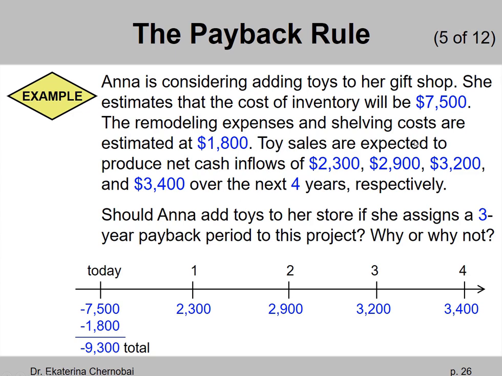Then we also know that the toy sales are expected to produce net cash inflows of $2,300, $2,900, $3,200, and $3,400 over the next 4 years, respectively. Should Anna add toys to her store if she assigns a 3-year payback period to her project? Why or why not? So this 3-year payback period that is assigned is that cutoff, that limit, the maximum that we are willing to wait. And you need to compare that to the actual payback period, which is what you need to calculate. So on our timeline, we have negative $9,300 for today, or year 0. We have $2,300 in 1 year, $2,900 in 2 years, $3,200 in 3 years, and $3,400 in 4 years.